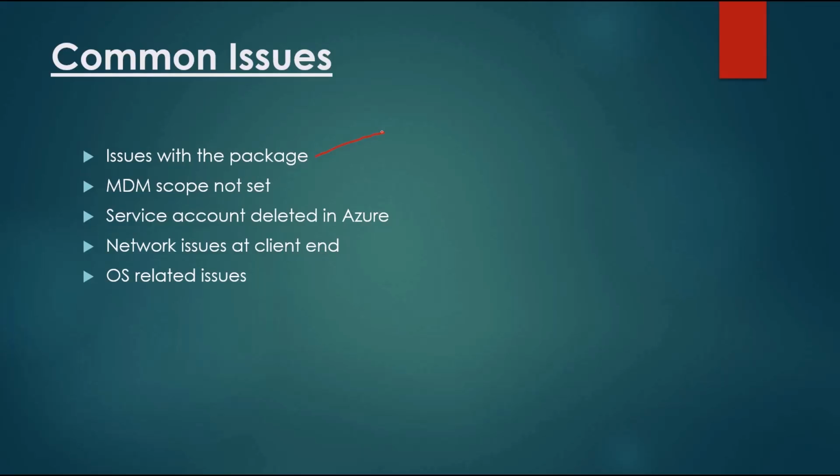It's the same approach we use in case of deploying a Win32 app. It's always good to check the install and uninstall command and run it on a device manually, on different versions of the OS, just to make sure that there is nothing wrong in the package itself.